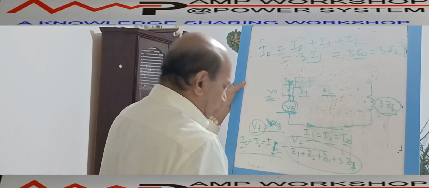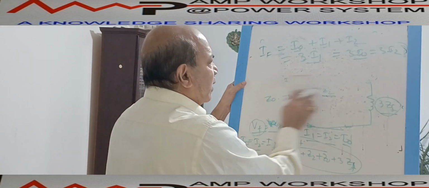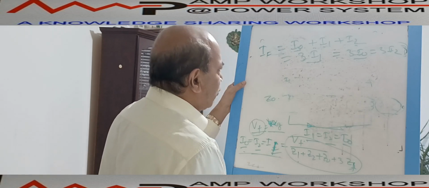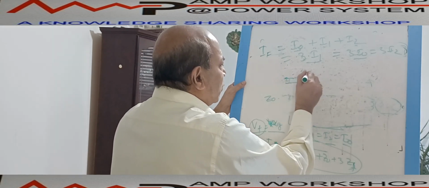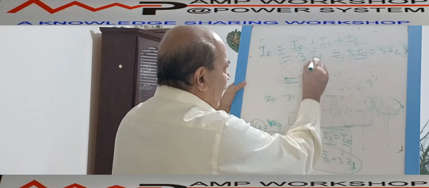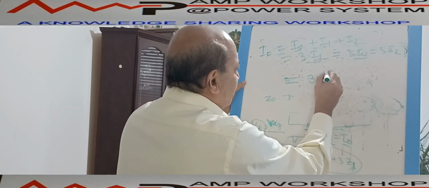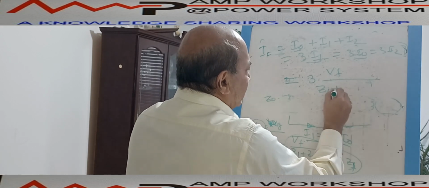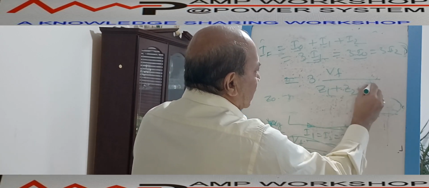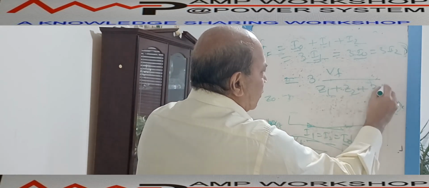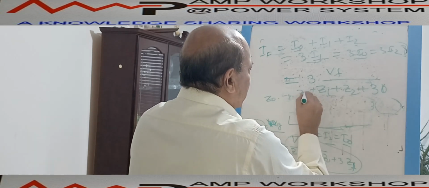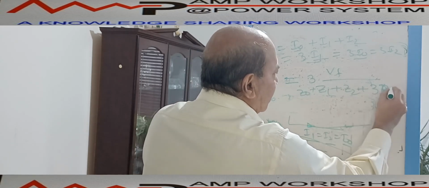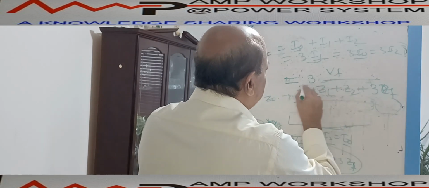If we put this value of IF, then the fault current magnitude in terms of the sequence components of impedance equals 3 times IF. I1 means VF by Z1 plus Z2 plus 3 Z0, here Z0 plus 3 ZF. This is the total expression.